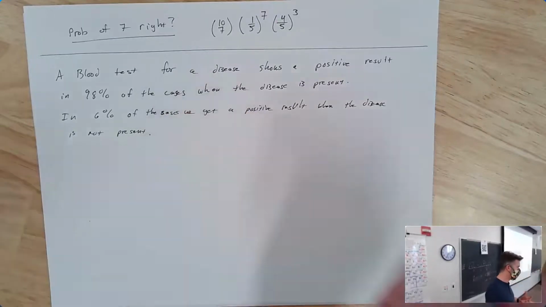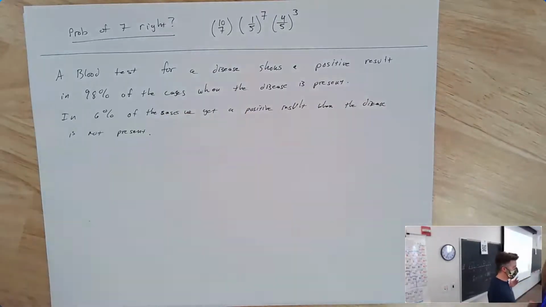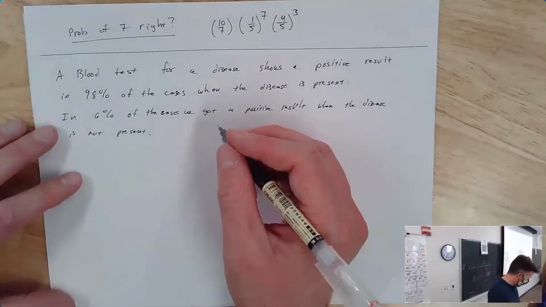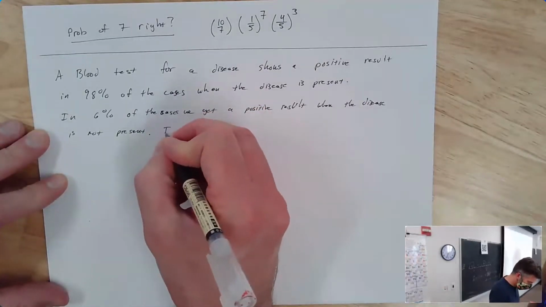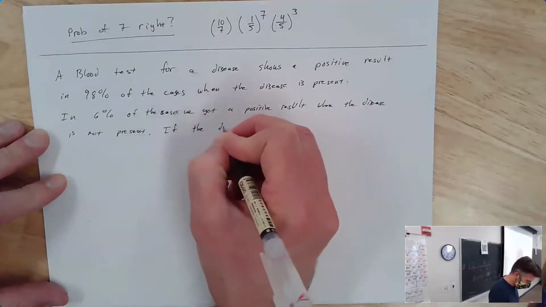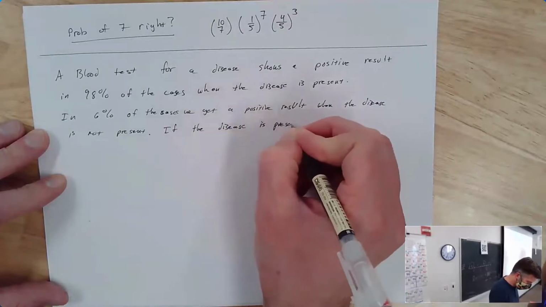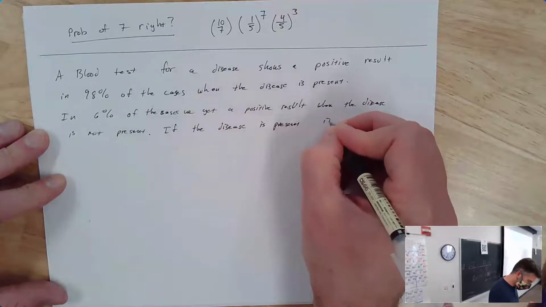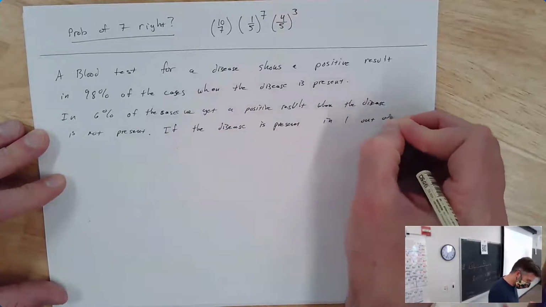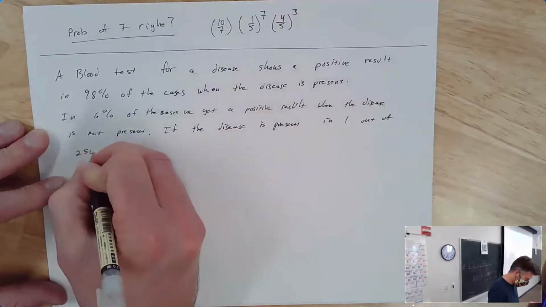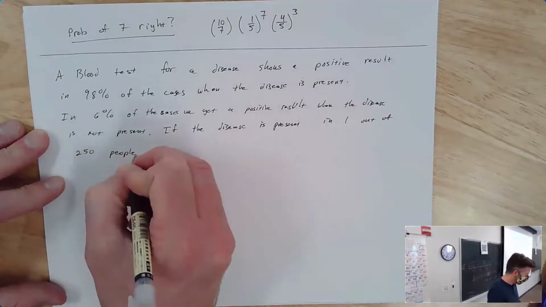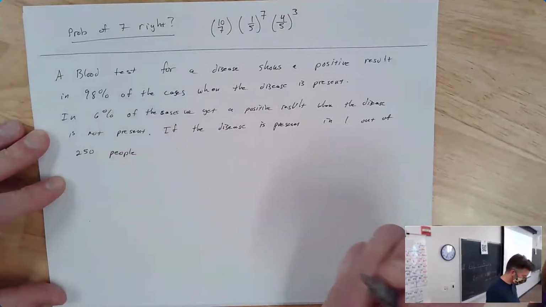Which is a false positive, right? You don't have the disease, but it became a positive. If the disease itself is present in 1 out of every 250 people, that seems like a pretty high prevalence. Right? That's like a 0.4%.